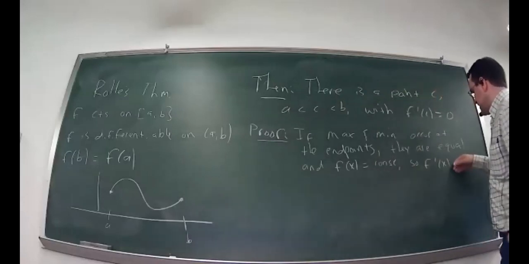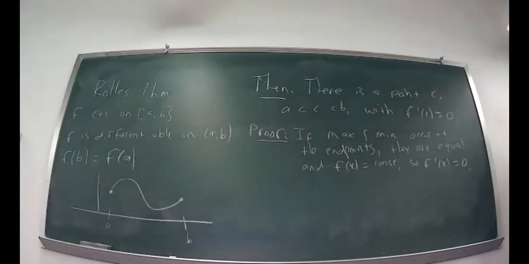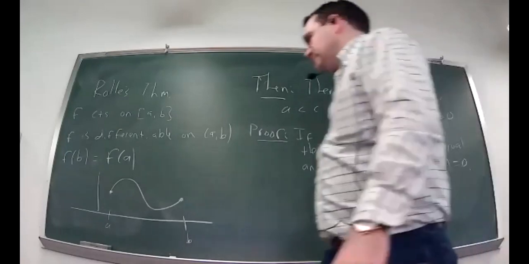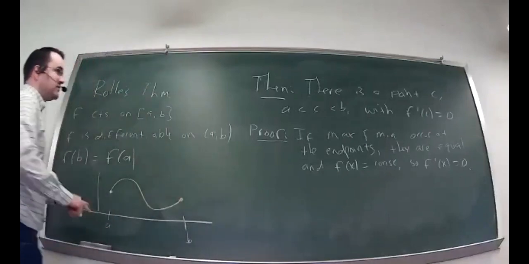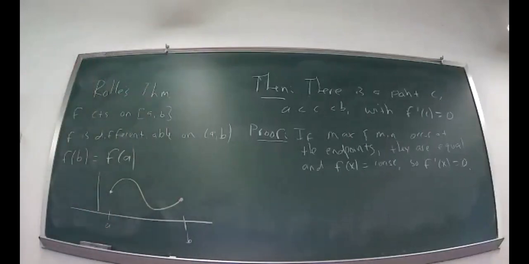And if that happens, f prime of x is going to be equal to 0 at every single point, not just 1. If you're a constant function, your derivative is 0 everywhere. So if the maximum and the minimum occur at the endpoints, and the endpoints are equal, that's a triviality. The only thing that can happen is you're the constant function.